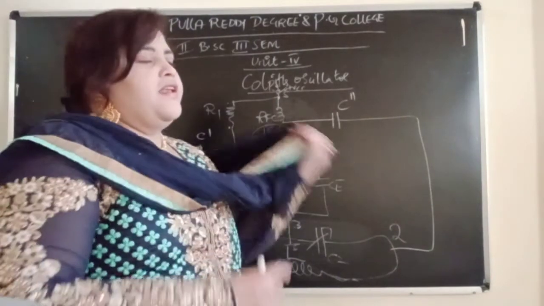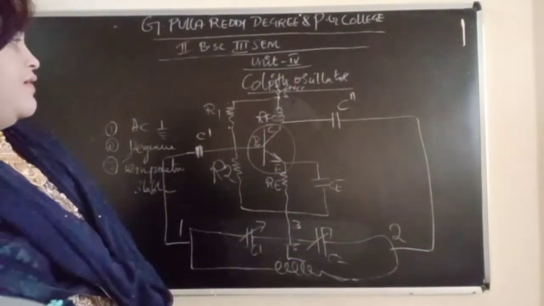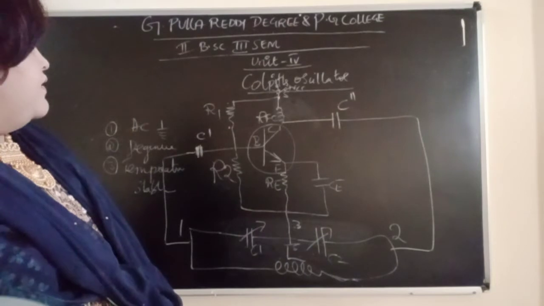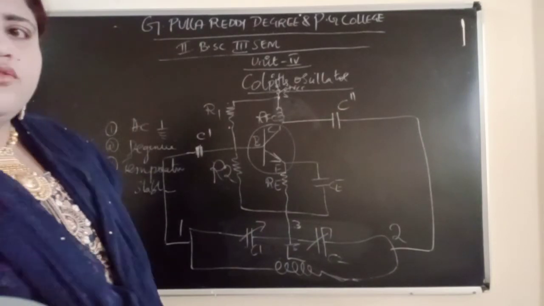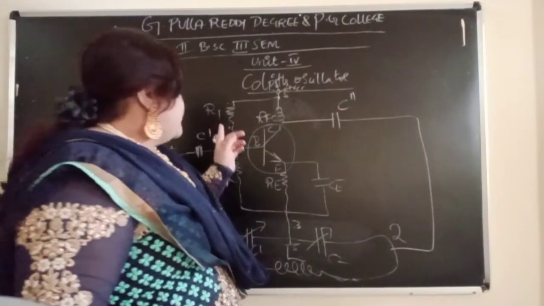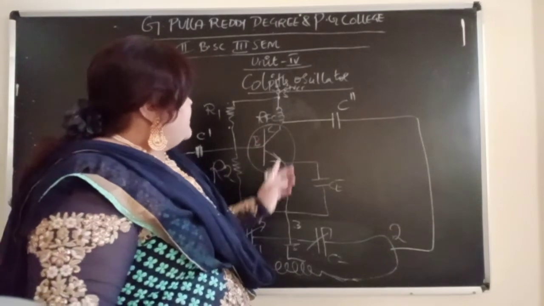Okay. Then now we have to go for the circuit description. Just now we have finished. So what have we learned? Resistor R1, R2, RE and plus VCC.